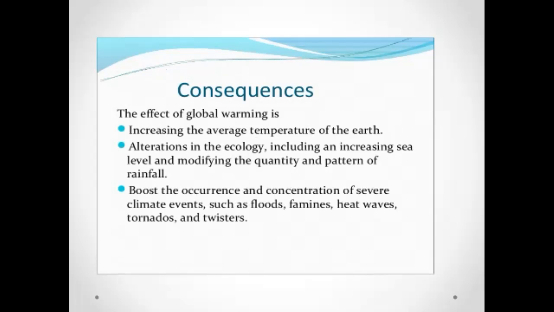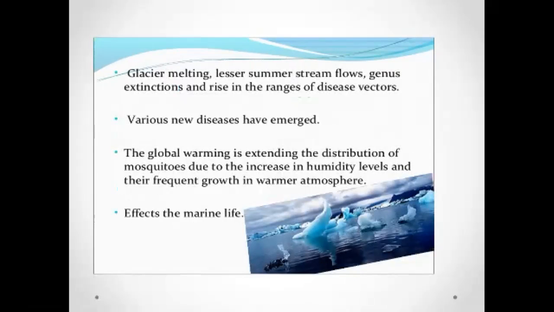Consequences. The effect of global warming is increasing the average temperature of the Earth, alterations in the ecology, including an increasing sea level, and modifying the quantity and pattern of rainfall. Boost the occurrence and concentration of severe climate events such as floods, famines, heat waves, tornadoes, and twisters. Glacier melting, lesser summer stream flows, genus extinctions, and rise in the ranges of disease vectors.